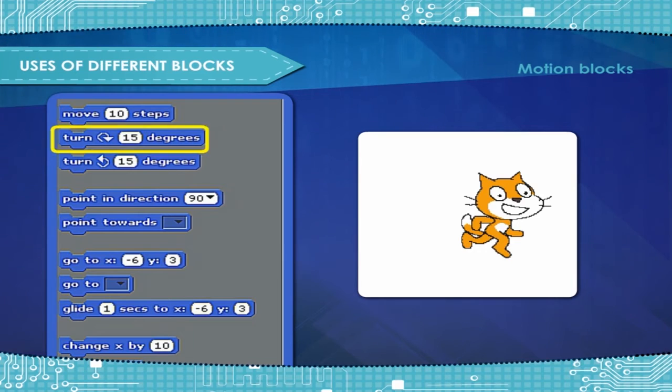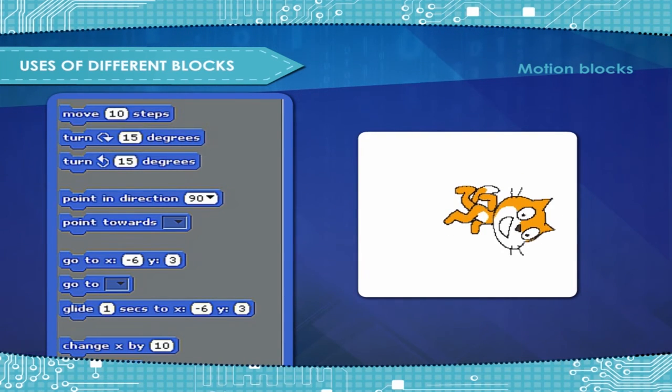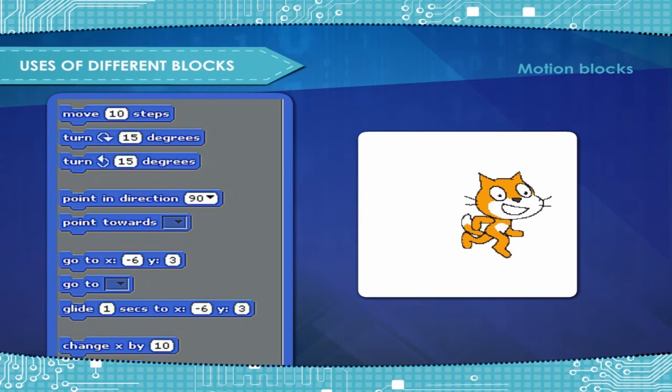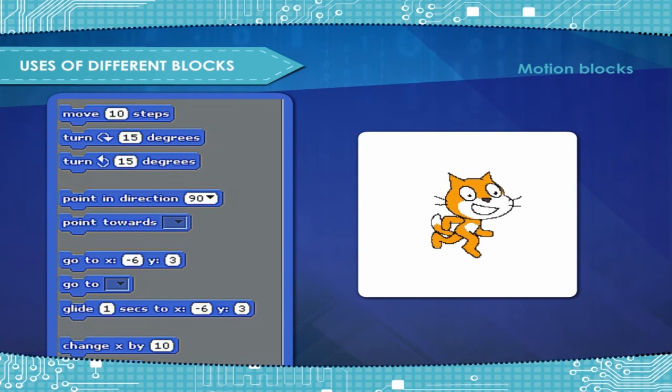Turn degrees clockwise. Turns the sprite clockwise the specified amount. Turn degrees counterclockwise. Turns the sprite counterclockwise the specified amount. Point in direction. Points the sprite in the direction. Point towards. Points the sprite towards the mouse pointer or another sprite.